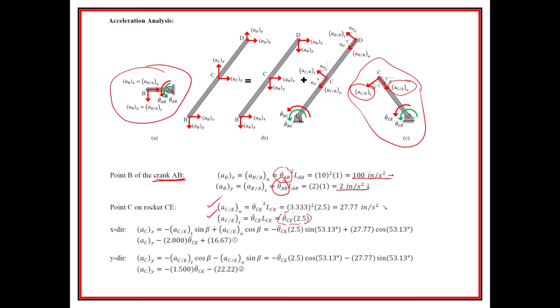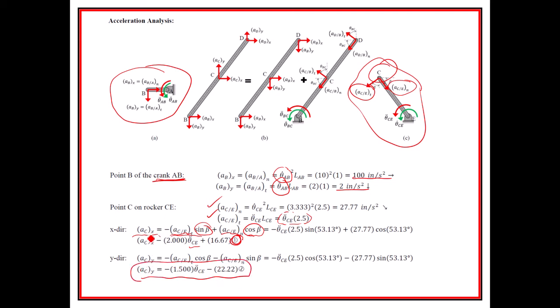So we get the acceleration of point C in the x direction. It's going to be a portion of the tangential and a portion of the normal, and we work that out, and now we have an equation. I'm calling this equation 1 right here, with an unknown of theta double dot CE. We do the same thing in the y direction, and we're able to get another equation right here.